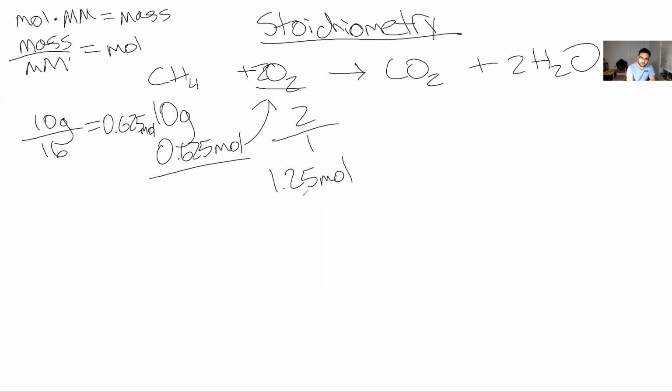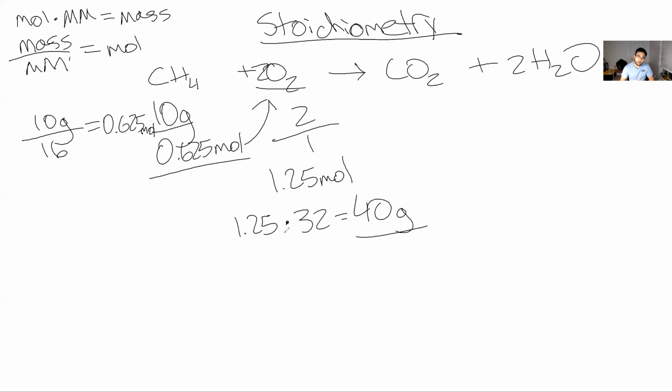And if I want to convert that into mass, the way I would do that is by using oxygen gas's molar mass, which is 32. So 1.25 times 32 equals 40. That's how I would find the number of grams: I need 40 grams of oxygen to react with 10 grams of methane. Otherwise, the reaction won't go to completion.